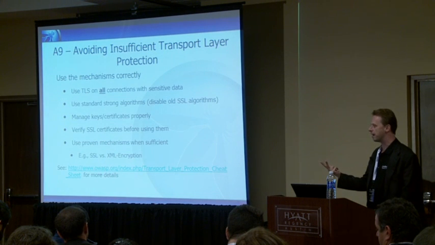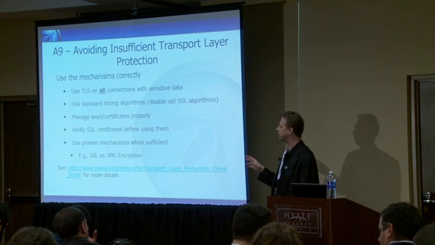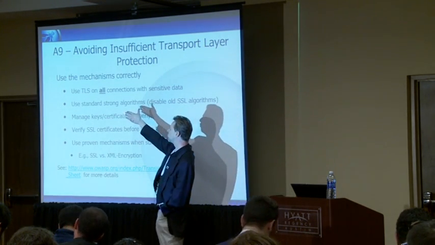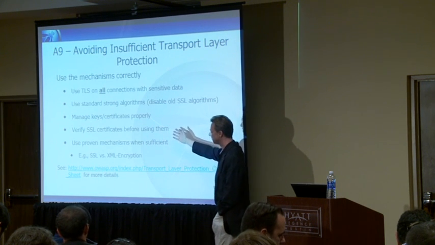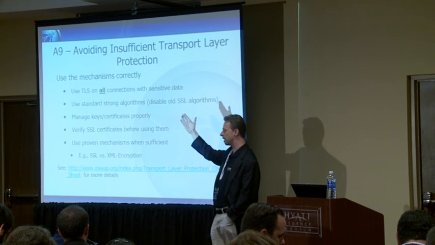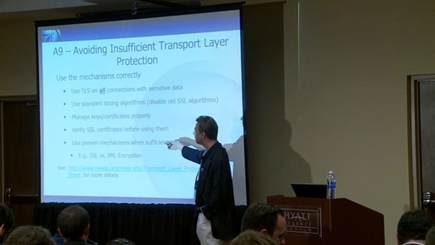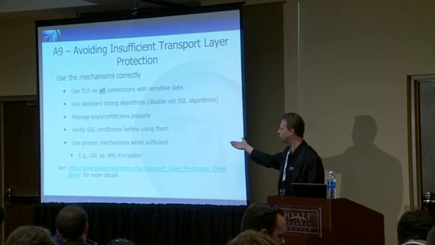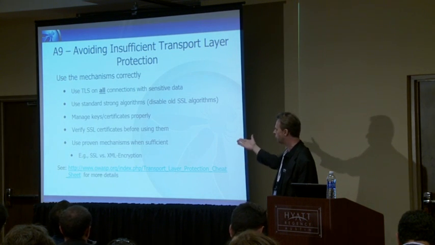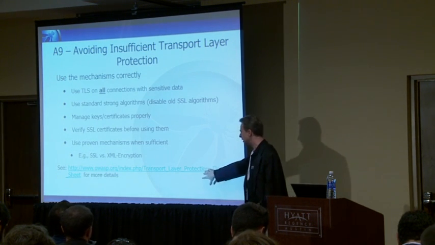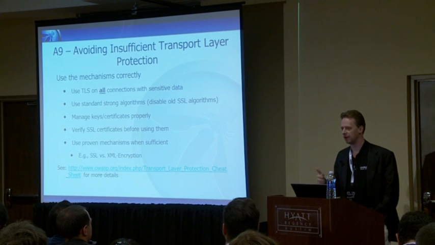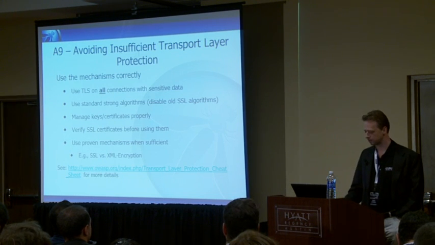So you basically have three methods of getting into the data. There are a number of mechanisms that we as OWASP recommend. First of all, use TLS on all connections with sensitive data. Use standard strong algorithms, as I said, to avoid this downgrading, and really make it mandatory. Manage your keys, verify the certificates before using them. In a number of cases, people don't verify or don't look for revocation. And use proven mechanisms if possible. And there's again this nice cheat sheet that we have, just as a reminder. I'm sorry, probably all of you have heard and read it, but I really like our cheat sheet series.